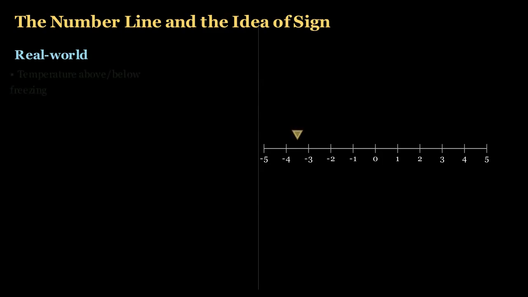Now, by noon, the temperature rises to +3 degrees. That's 3 steps to the right of 0. The sign changed from minus to plus because we crossed the boundary.